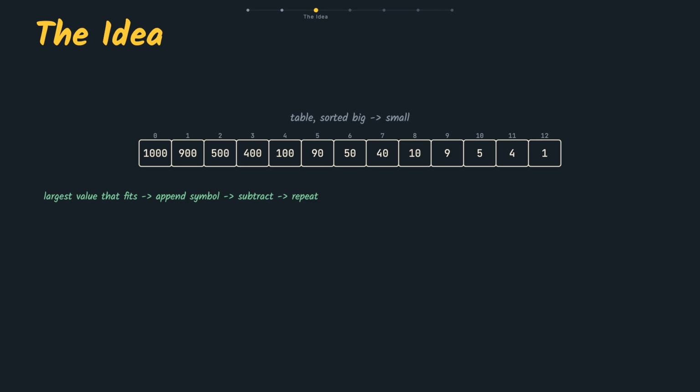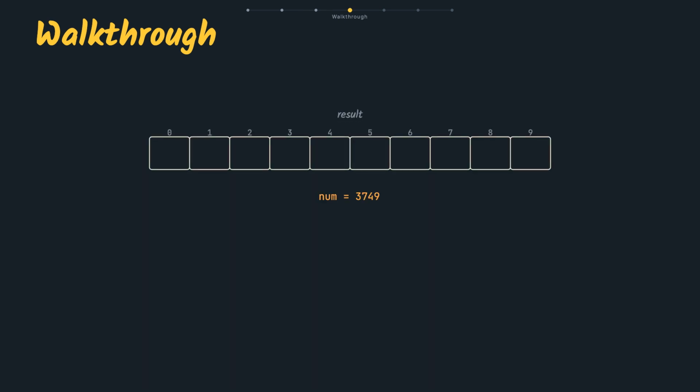The table runs biggest to smallest, so the rule is simple. Take the largest value that fits, write its symbol, subtract, repeat. Let's run it on 3749. Start at the top of the table, value 1000. Does 1000 fit? Yes. Write M, subtract 1000, leaving 2749. 1000 still fits, so write M again, then again. Now we're at 749.